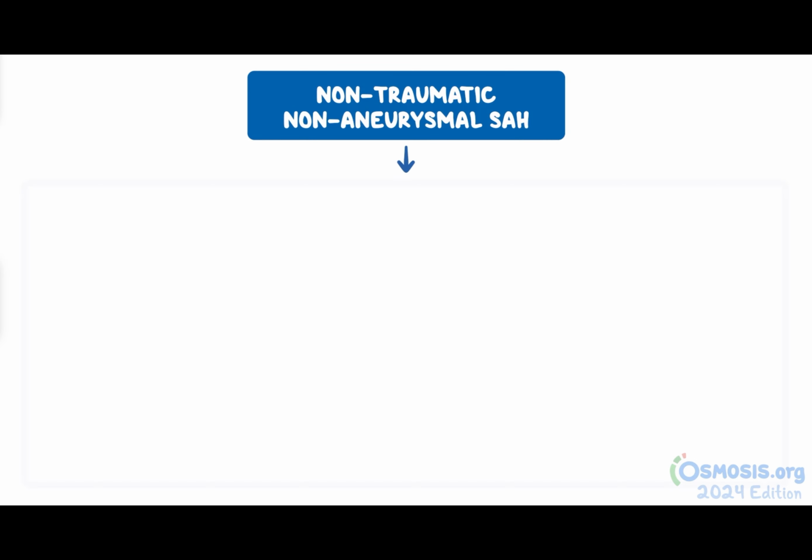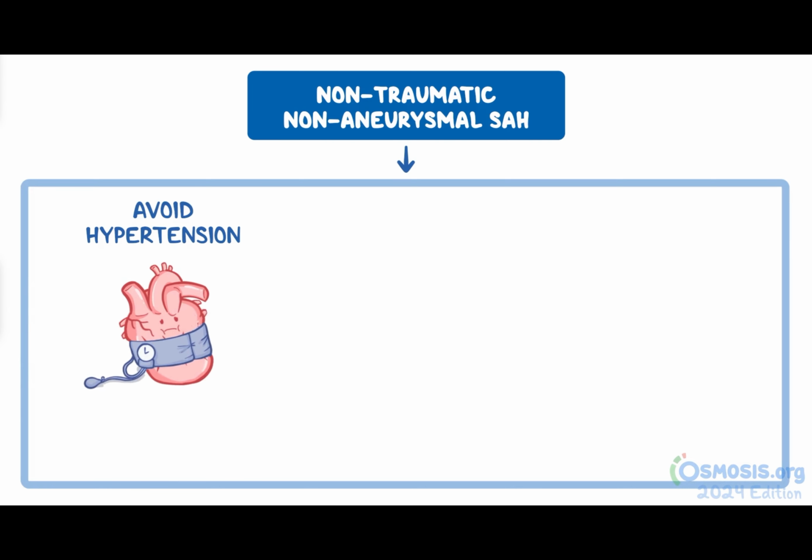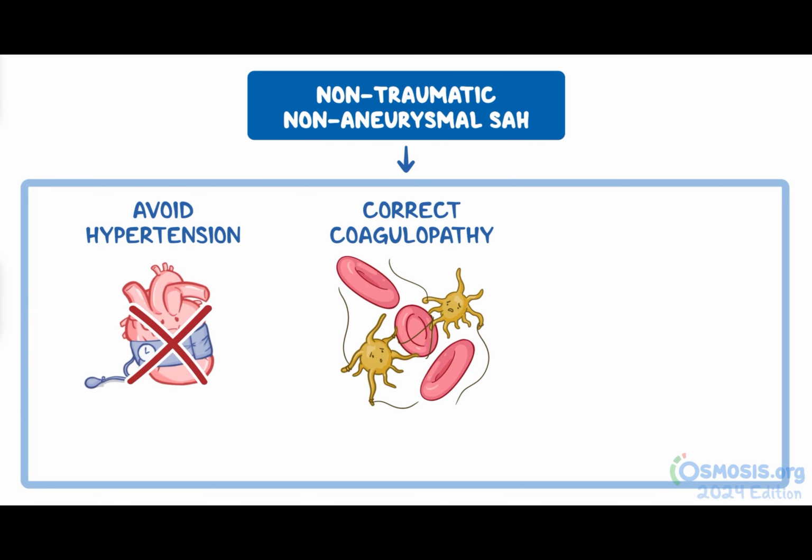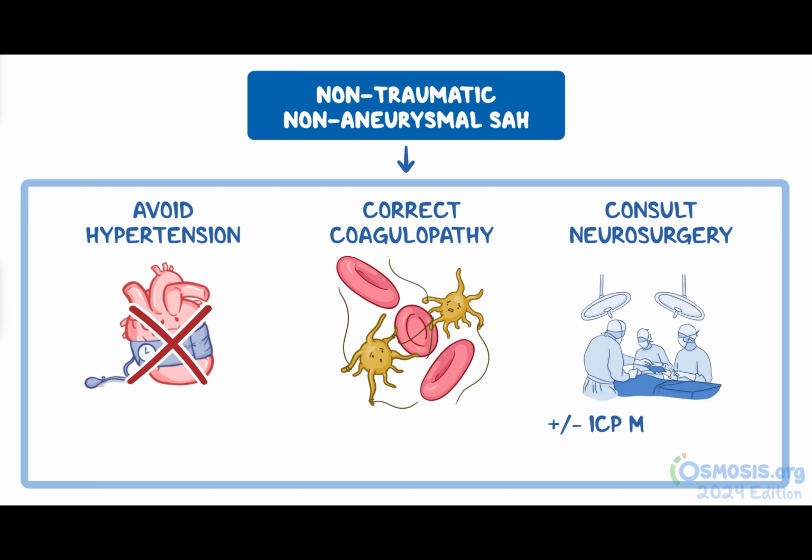As before, prevent rebleeding by avoiding hypertension and correct any coagulopathy. Finally, consult your neurosurgery team for possible ICP monitor placement and CSF diversion.